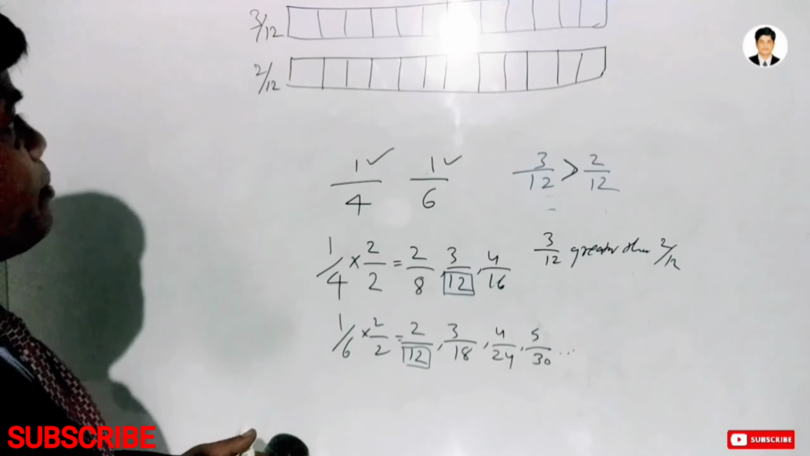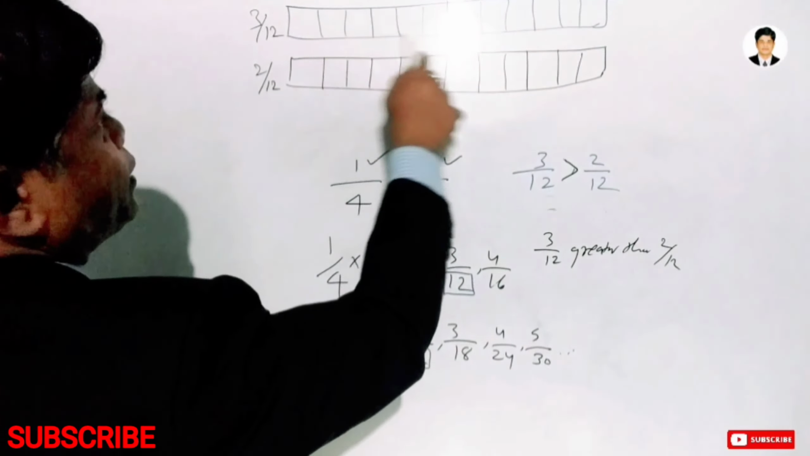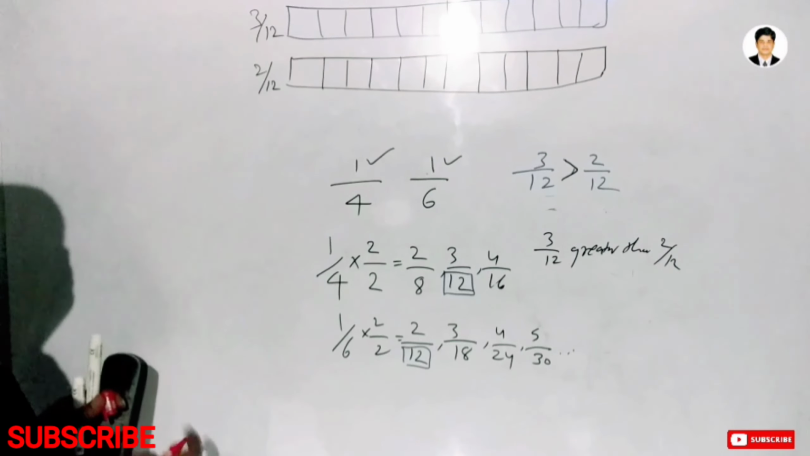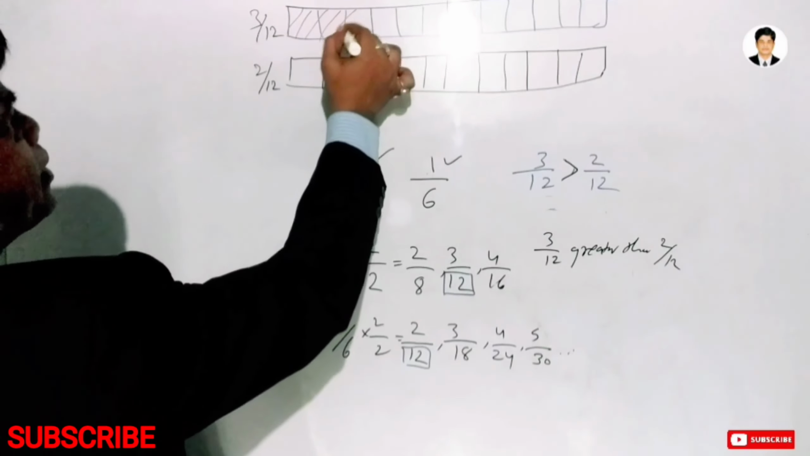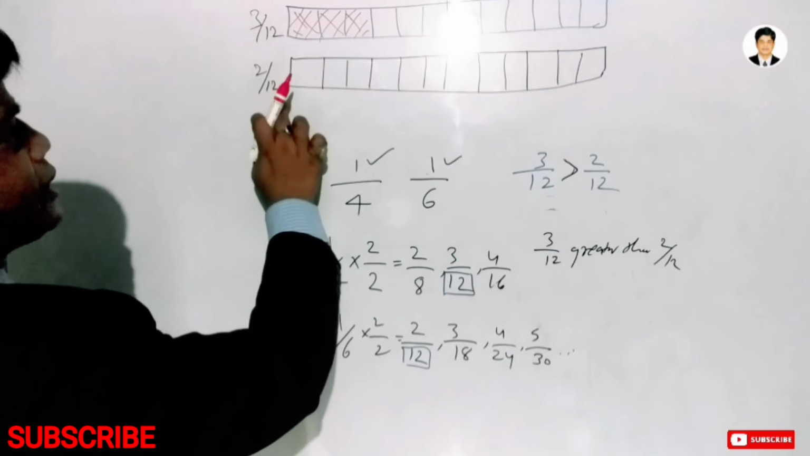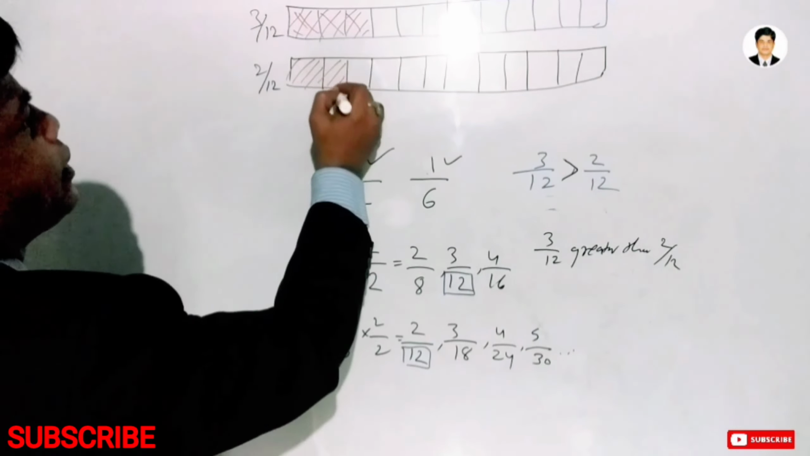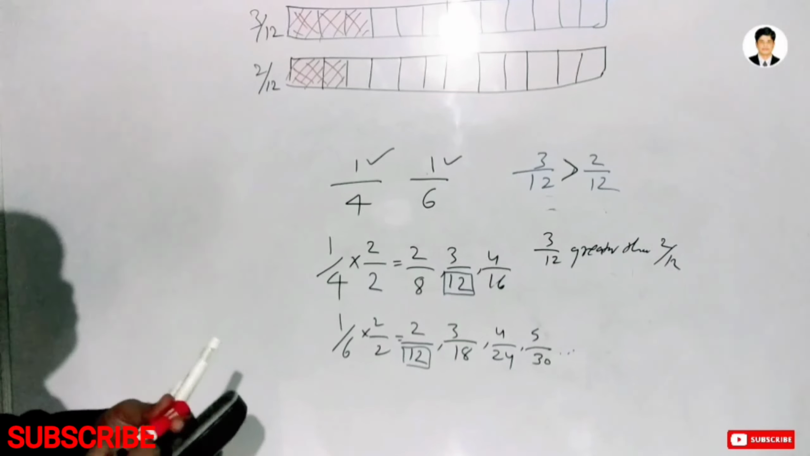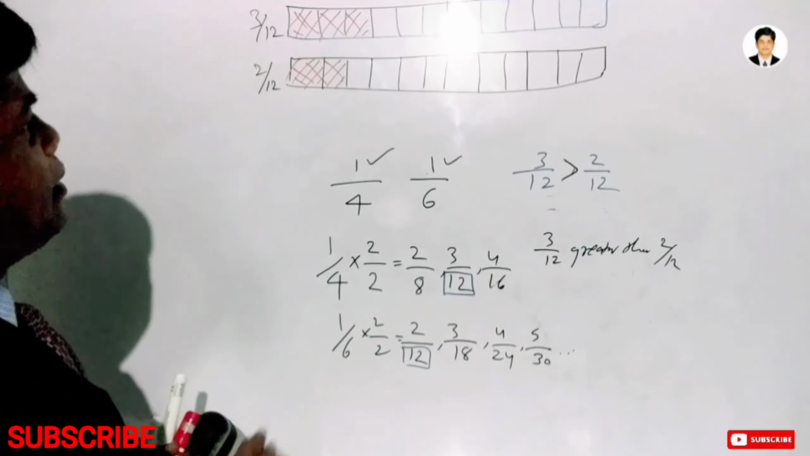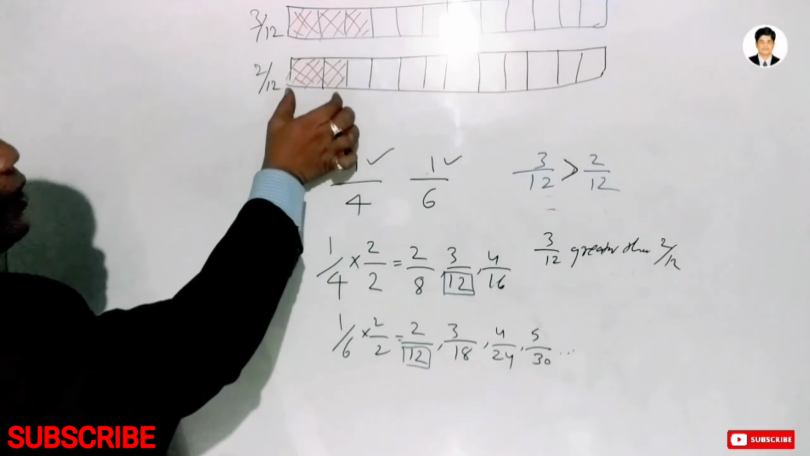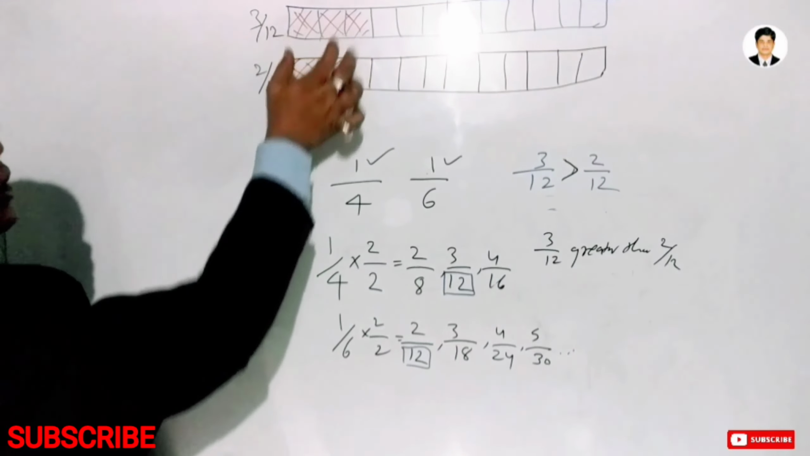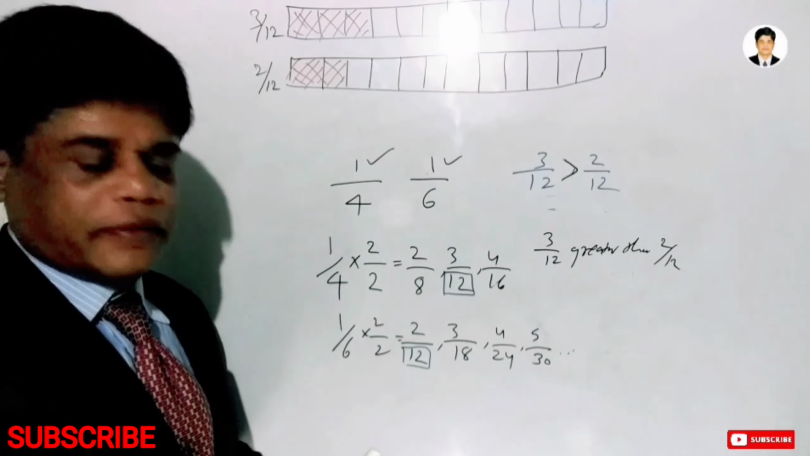Now, what is the meaning of 3 by 12? The whole is divided into 12 parts. From these 12 parts, we have taken 3 parts. Out of 12 parts, we have taken 3 parts. In this one, out of 12 parts, we have taken only 2 parts. Now tell me which is greater? 3 by 12. What we have taken, 3 by 12, is a greater portion of the thing than 2 by 12. 2 by 12 is a smaller portion. 3 by 12 is a greater portion. Hope you have understood.